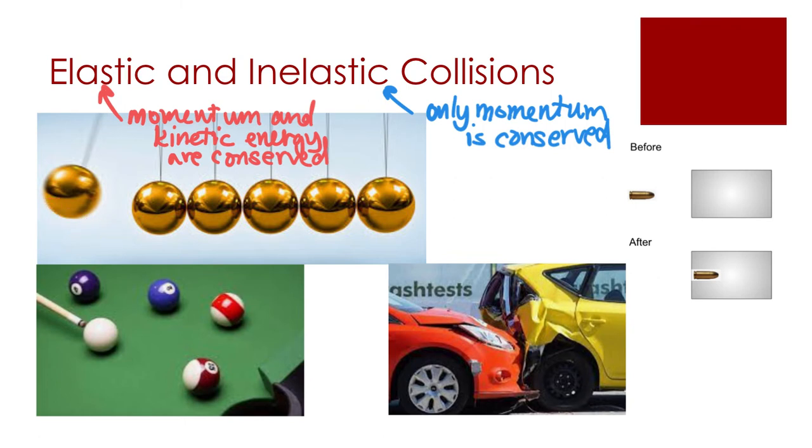If I had one really fast one, why don't I get two slow ones moving off? Would that still not matter? Would I still not get the conservation of kinetic energy? And the answer is no, because of that v squared. Another example of elastic collisions would be billiard balls. Those are the two most common.